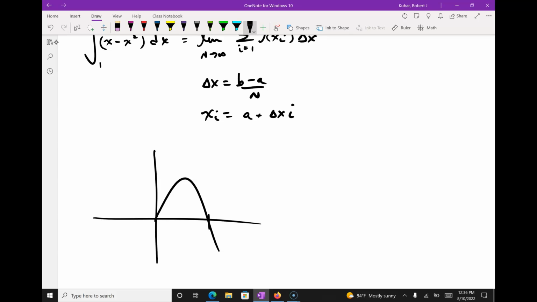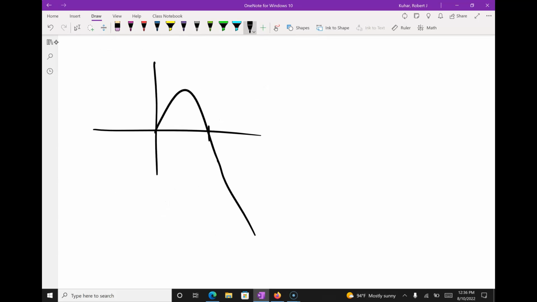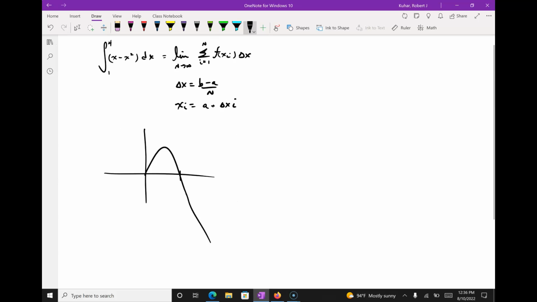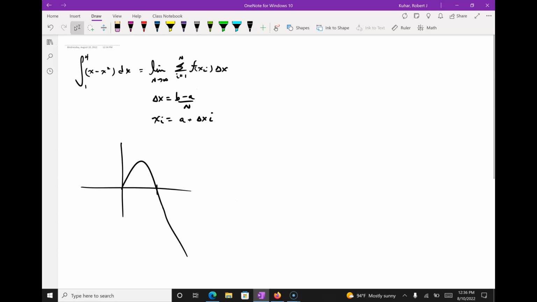So what is this? This is 1, right? And so I was building those right-hand rectangles, right? So we're talking about area under the curve. That means if the curve's above the axis, we have a positive area. If the curve is under the axis, we're going to have a negative area. Okay?